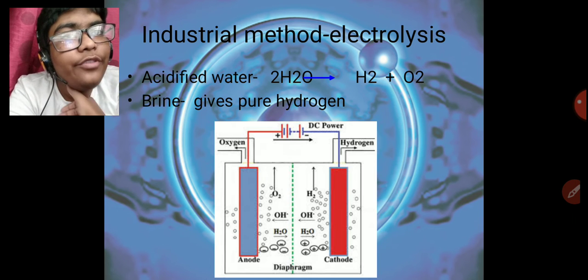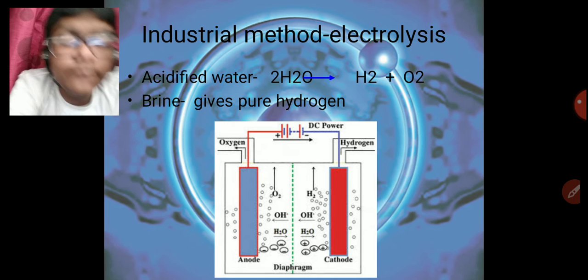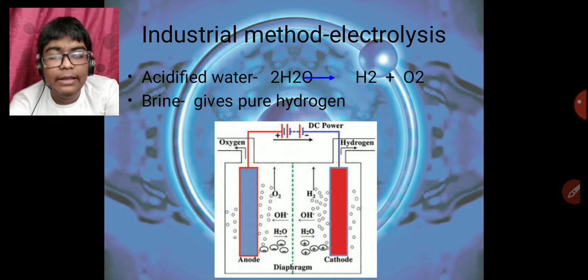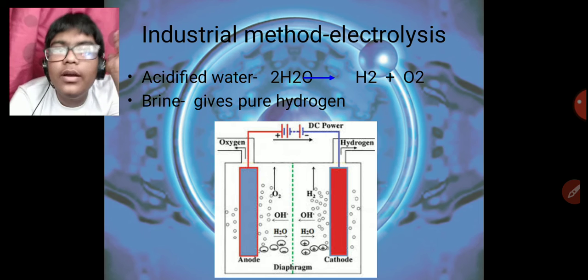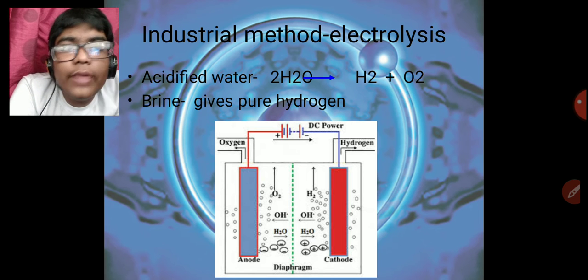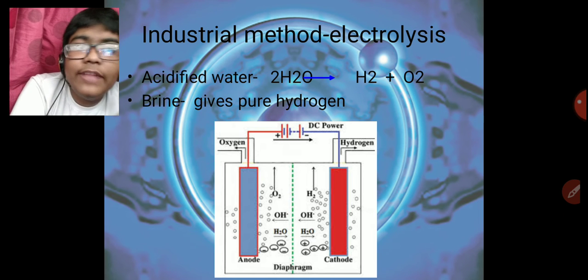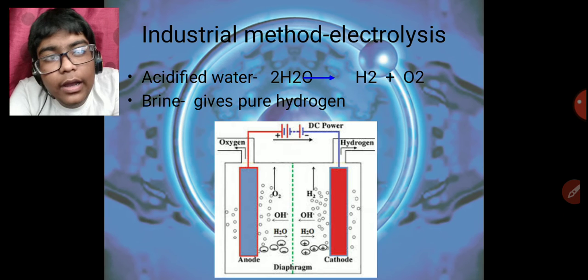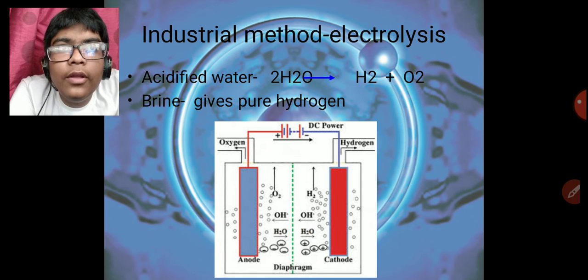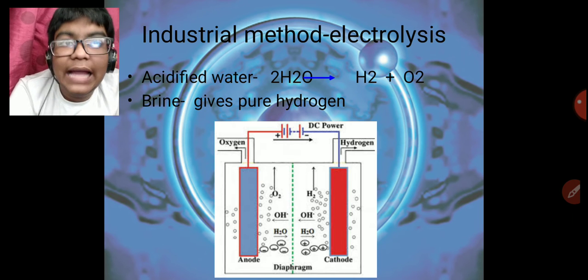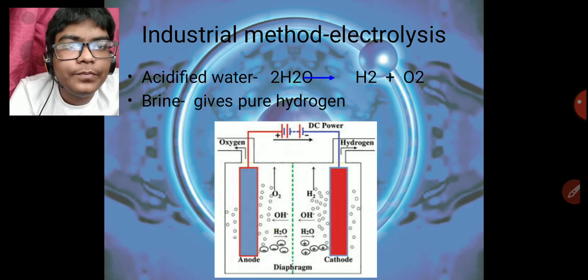Then the next industrial method is electrolysis. You can do electrolysis of acidified water, where 2H2O, on passing an electric current, gives 2H2 and O2. Or you can do electrolysis of brine. Brine will give you purer hydrogen than this. You can see the diagram which shows the electrolysis.